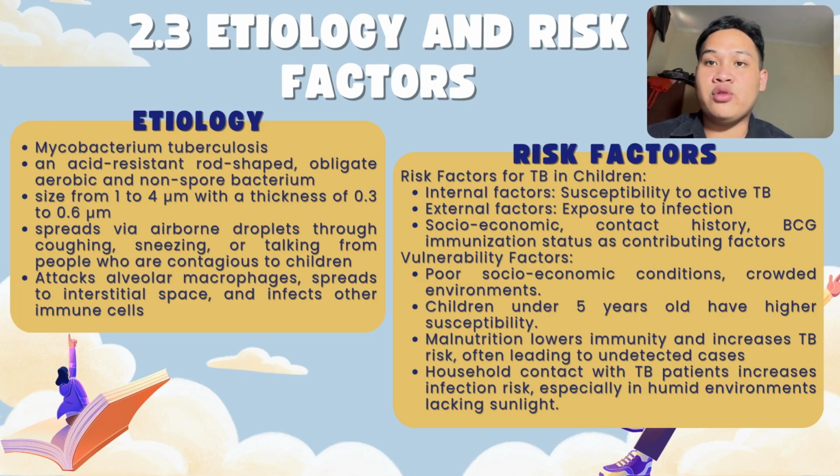Several risk factors contribute to TB in children, such as internal factors that promote active TB development and external factors like exposure to infection, socioeconomic condition, poor nutrition, and close contact with TB patients, especially in crowded and humid environments, which significantly increase the risk of infection. Children under 5 years are particularly vulnerable due to a weaker immune system, and the symptoms can often be mistaken for malnutrition or undernutrition.